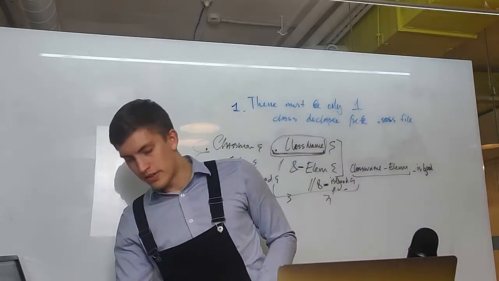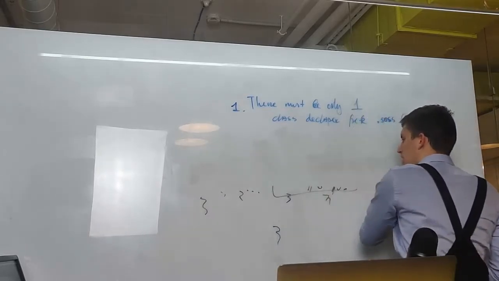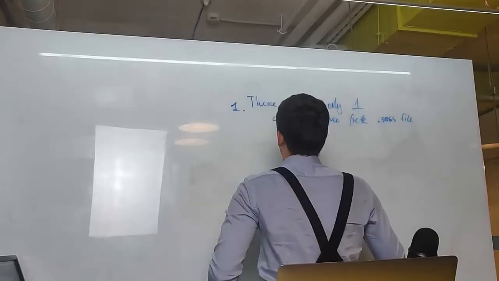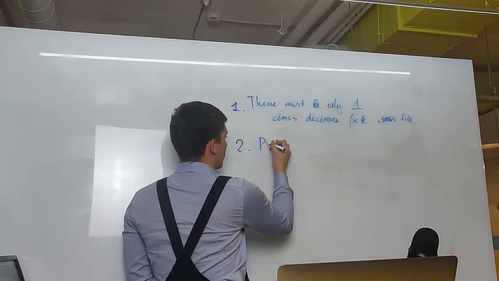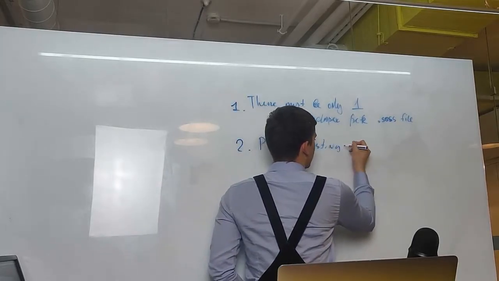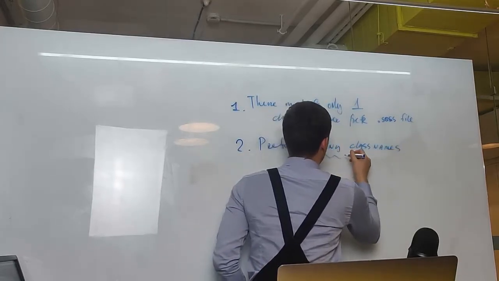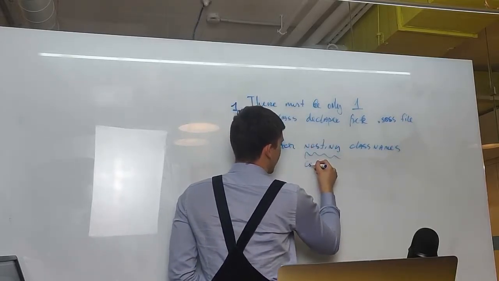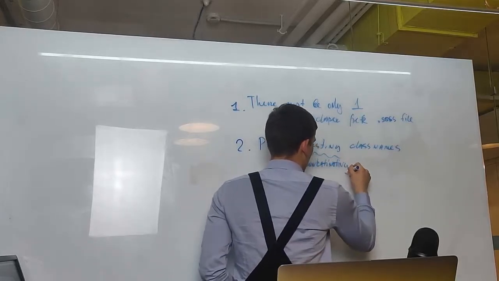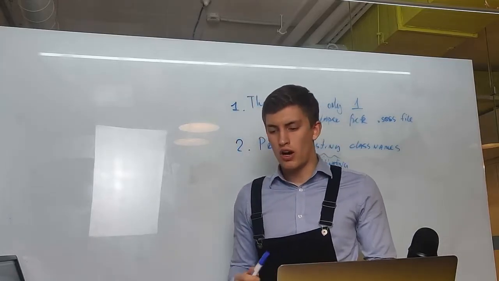So let me quickly erase it and write down the second rule. The second rule for styles will be to prefer nesting class names. And by nesting I mean concatenating. Good. But is there any specific approach on how to do it?